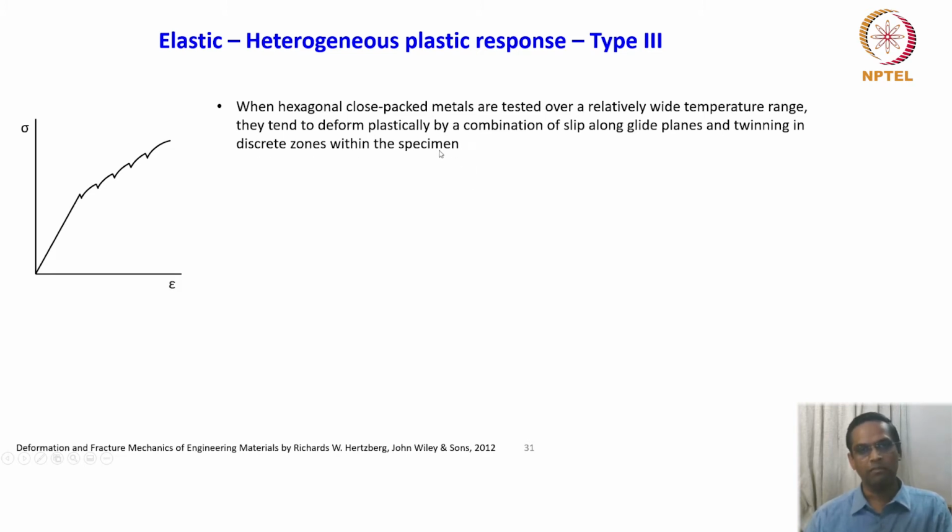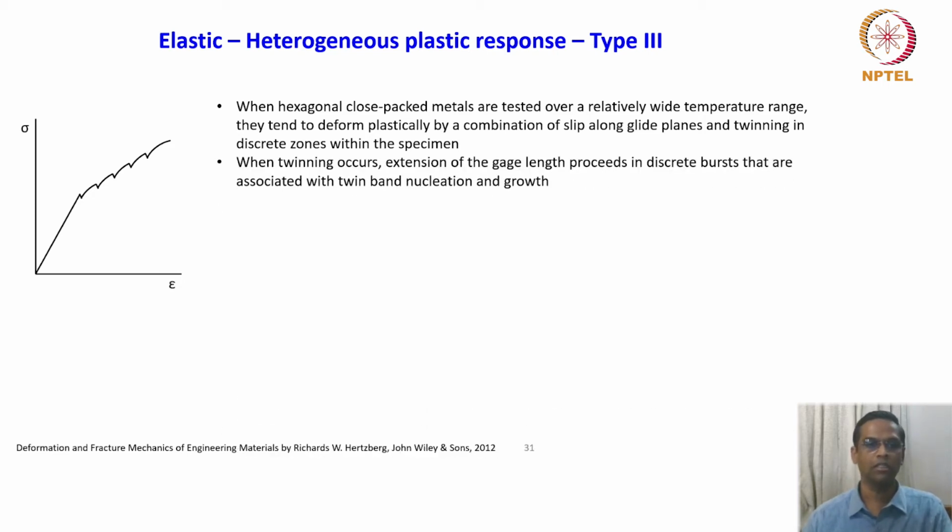We know that in the HCP system, unlike FCC, they have limited slip systems. So the deformation mode there is a combination of slip and twinning. That's what it is. When twinning occurs, extension of the gauge length proceeds in discrete bursts that are associated with twin band nucleation and growth. Very important point.